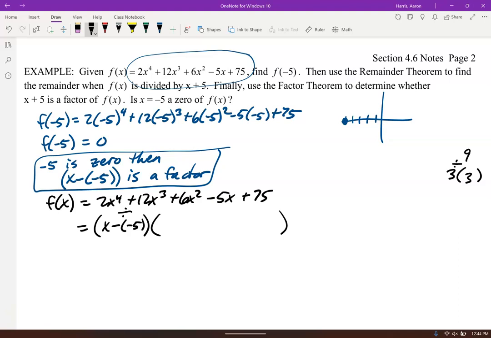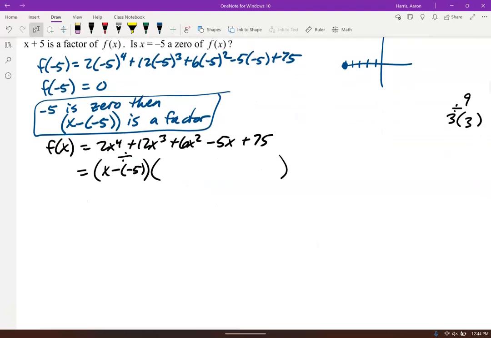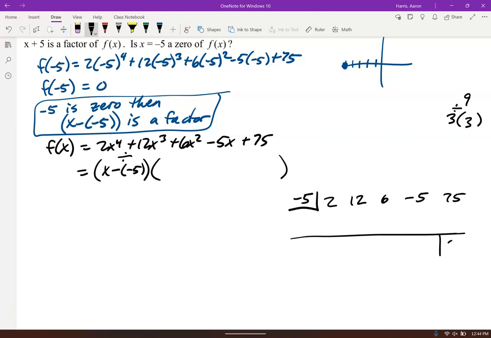But what we're going to do is do it with synthetic division. So -5 is our 0. That's our c, x minus c. And then we're going to take the coefficients: 2x to the fourth, 12x cubed, 6x squared, -5x, and then the 75. And we already know it's a 0, so when we do this division, I better get a remainder that's 0 on this, or I did something wrong, because it already told me it's a 0.